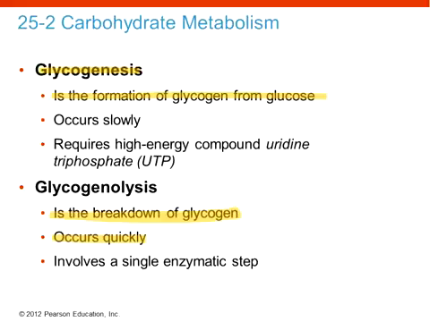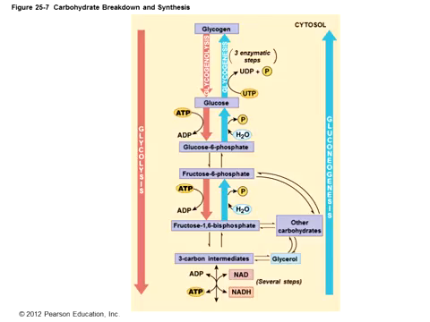Glycogenolysis is the opposite of glycogenesis. Glycogenesis is storing up or building glycogen. Glycogenolysis is the breakdown of glycogen. This process happens quickly. It's just one enzymatic step when we want to break this down. If our blood sugar is very low, if we need to have glucose more readily available for whatever energetic activity that it is, then glycogenolysis will take place.